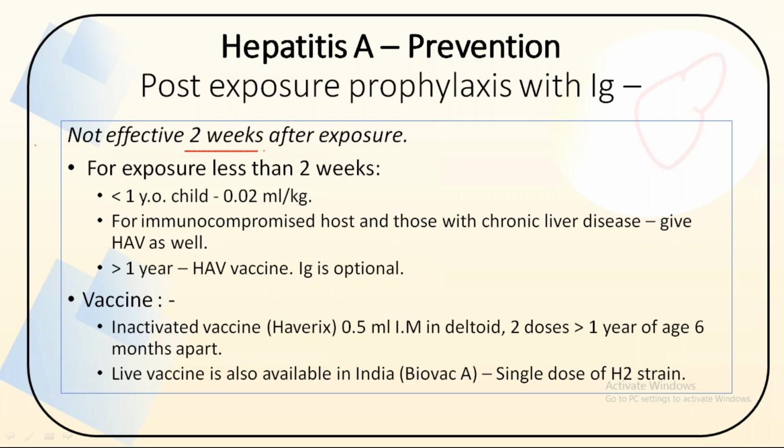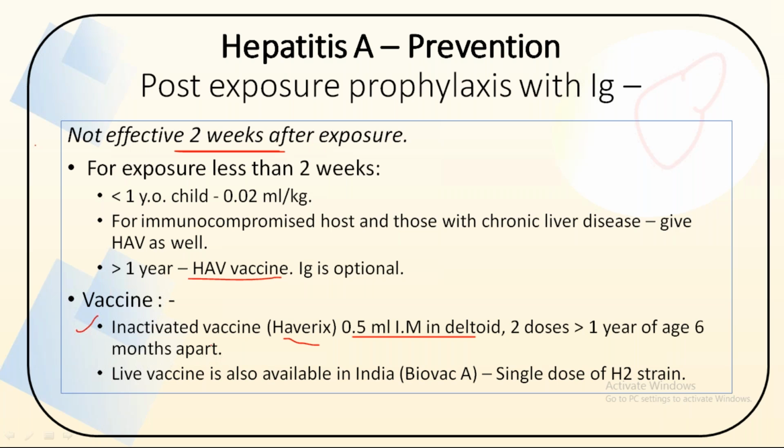Okay. So what are the vaccines available? There are two vaccines available in India. One is an inactivated vaccine, Havrix, GSK's, 0.5 ml intramuscular in the deltoid, 2 doses at 6 months interval, from 6 months to 1 year of age.